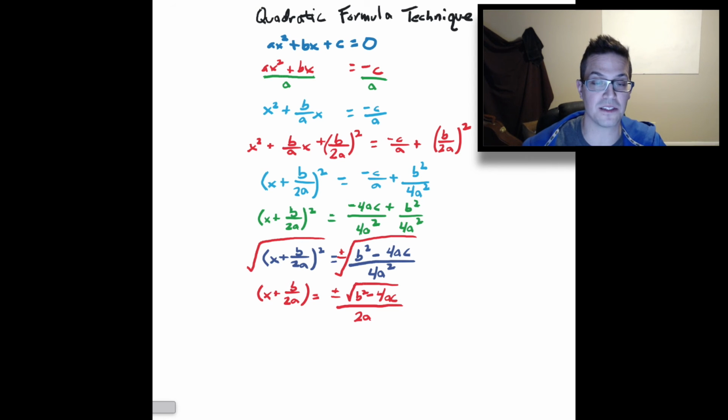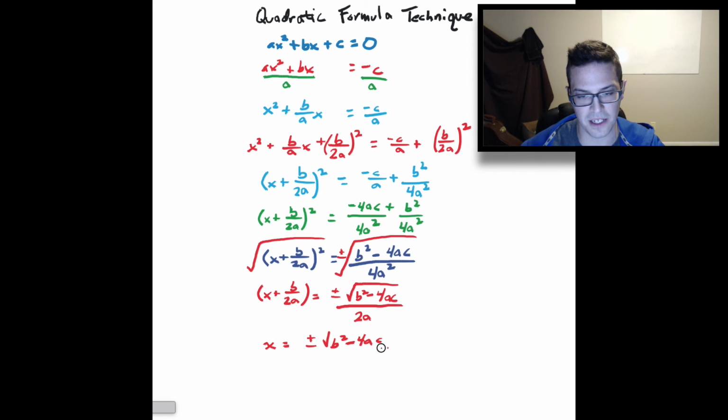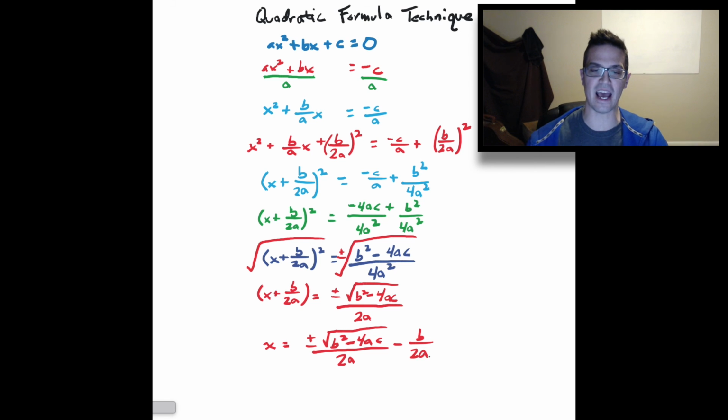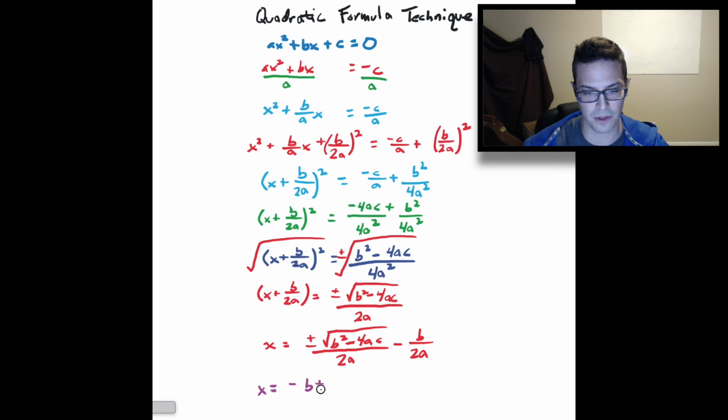Next thing I'm going to do is subtract off this term right here. So now you're actually going to have an x by itself equal to plus or minus the square root of b squared minus 4ac all over 2a minus b over 2a. Now if you notice, they have common denominators. So actually what I'm going to do here is combine these two to be one full formula. So I have x is equal to negative b plus or minus the square root of b squared minus 4ac all over 2a. So there you have it.